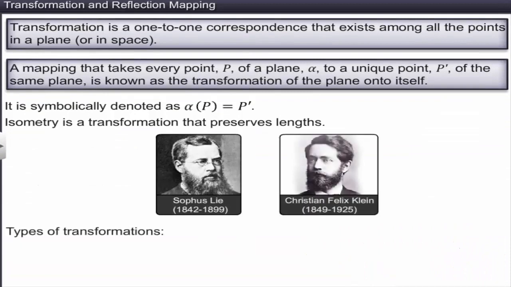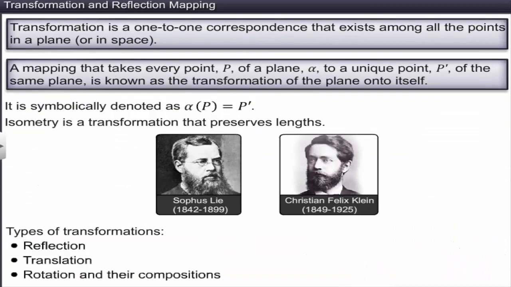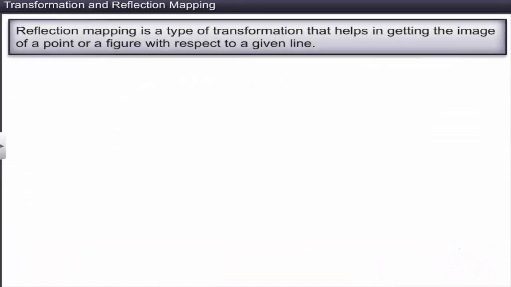There are various types of transformations in transformation geometry, like reflection, translation, and rotation, and their compositions. In this module, we will discuss reflection transformation in detail. Reflection mapping is the type of transformation that helps in getting the image of a point or a figure with respect to a given line.